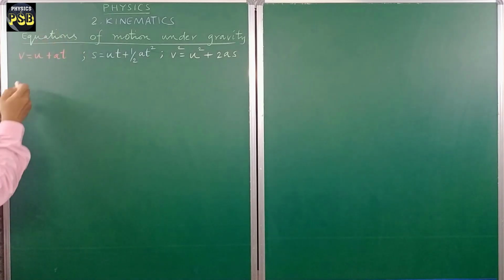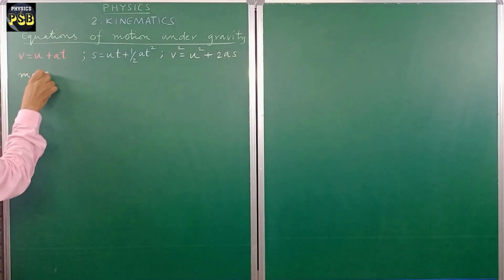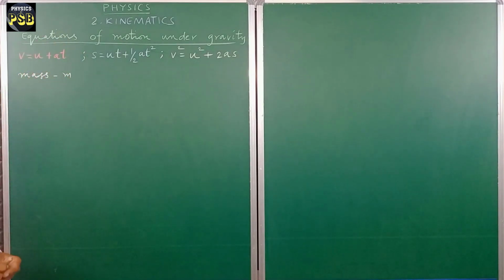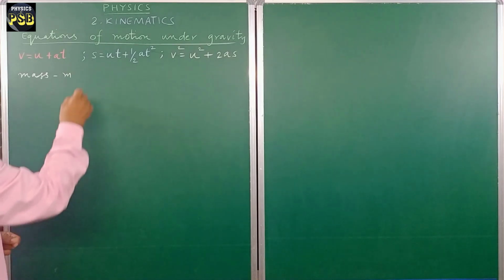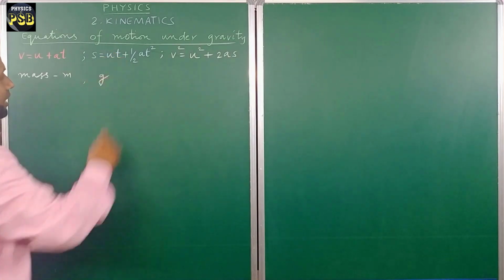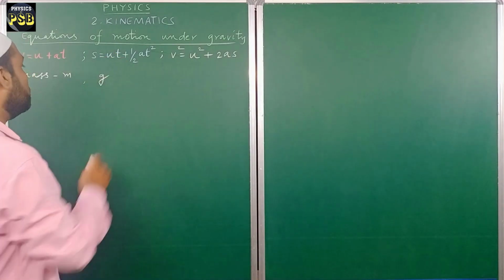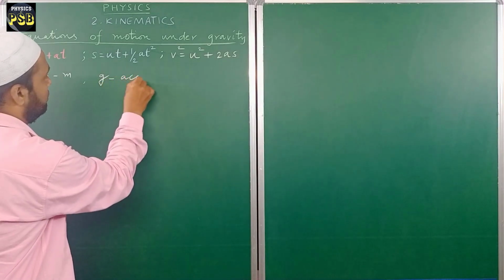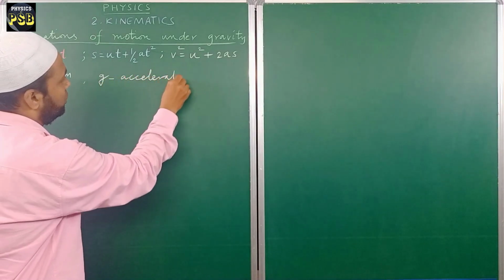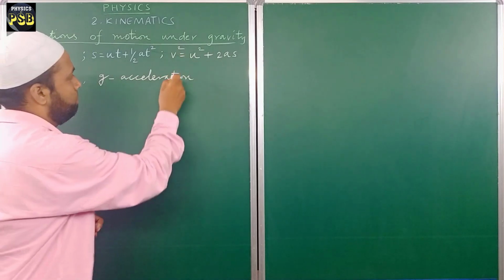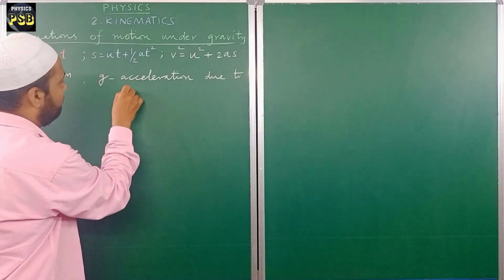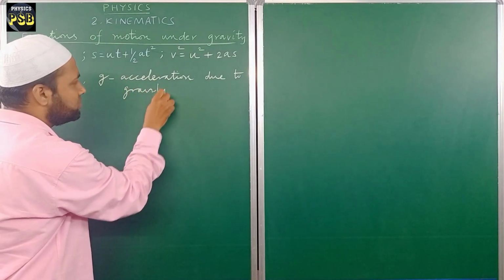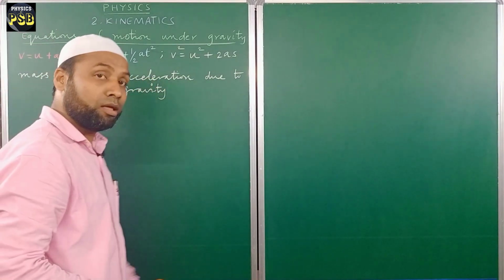Now here, I consider an object whose mass is equal to m, moving only under the action of gravity. Here g is acceleration due to gravity. What is this acceleration due to gravity?